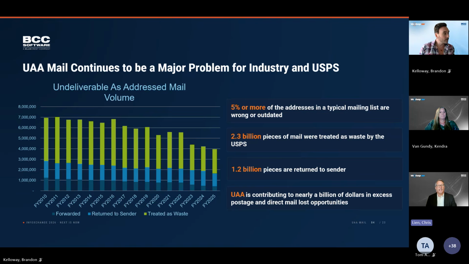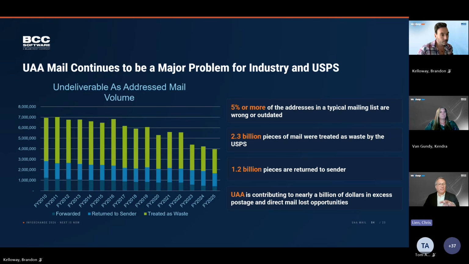Undeliverable as addressed mail is still measured in the billions of pieces of mail. Billions of pieces of mail thrown away. 2.3 billion pieces were thrown away by the Postal Service. Didn't get delivered, right? If it's marketing mail and the address is wrong, the carrier just throws it away. That's junk mail. That's the true definition of junk mail, right?